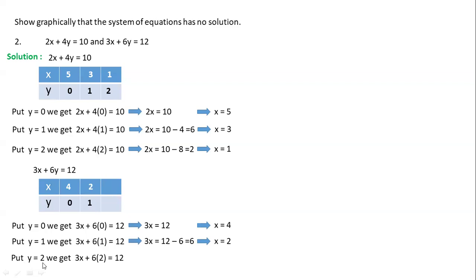Y is equal to 2. So 3x plus 6 into 2 is equal to 12. 12 minus 12 is 0. So 0 divided by 3 is 0. So x is equal to 0. When you put y is equal to 2, you get x is equal to 0. Clear? I think the calculation is pretty simple.